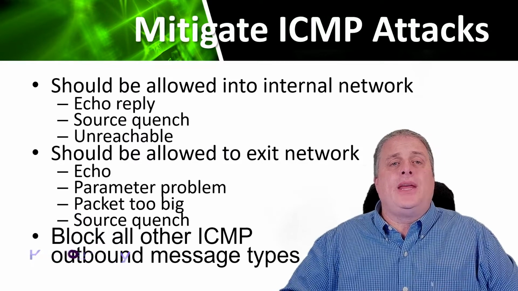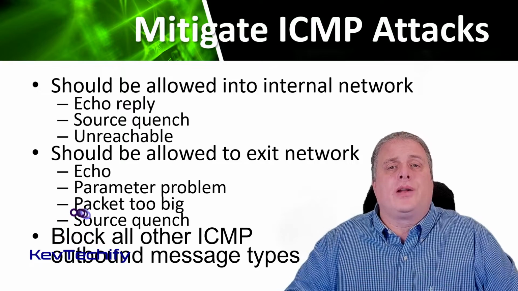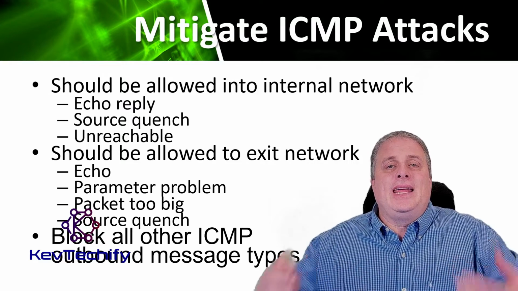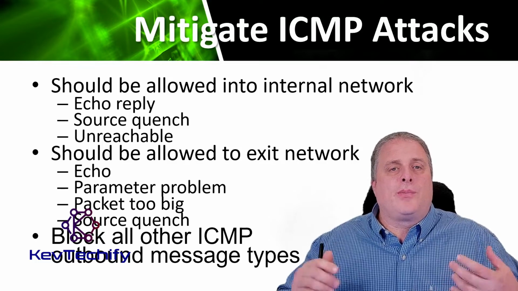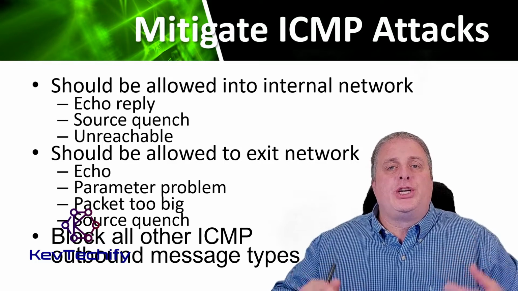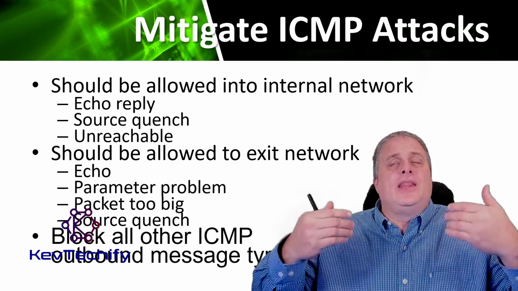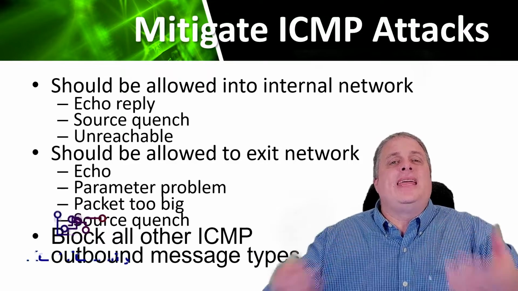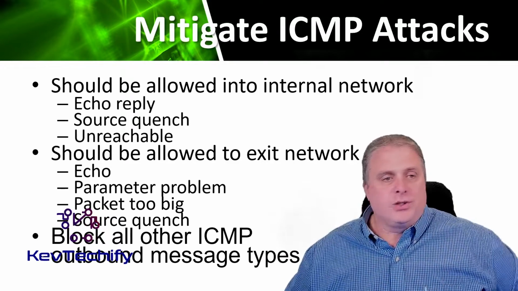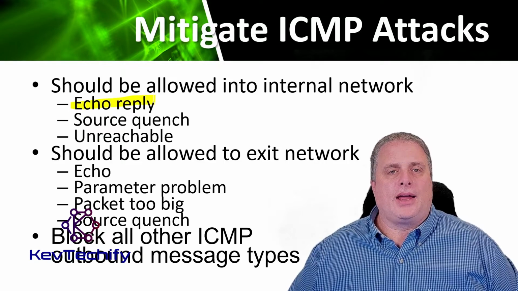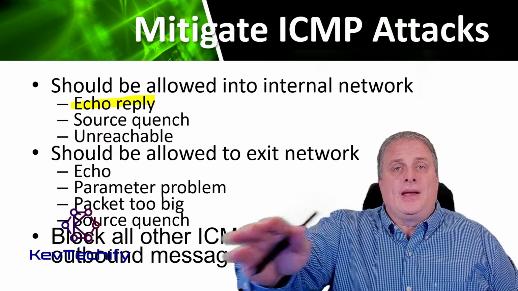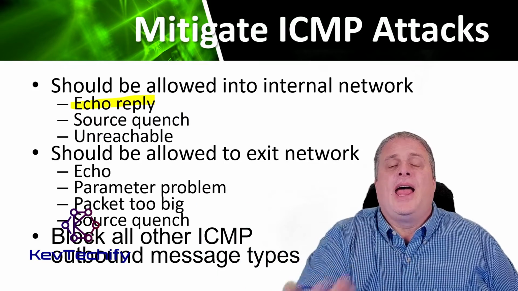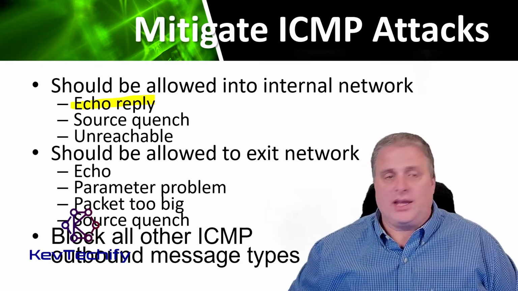Both ICMP echo and ICMP redirect messages should be blocked inbound by the router. Several ICMP messages are recommended for proper network operation and should be allowed into the internal network. You should allow them into your network. First one here is the echo reply. This allows users to ping external hosts. So you can send out your echo request, and that echo reply can come back in.